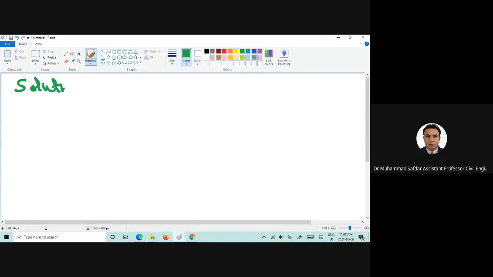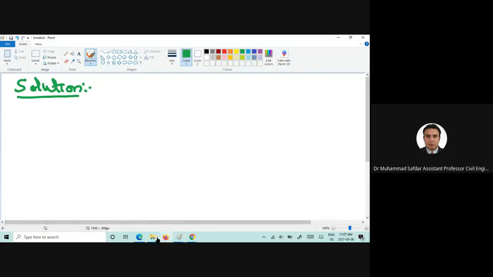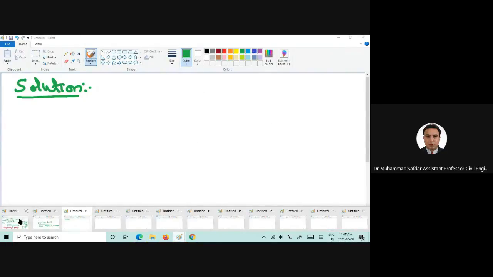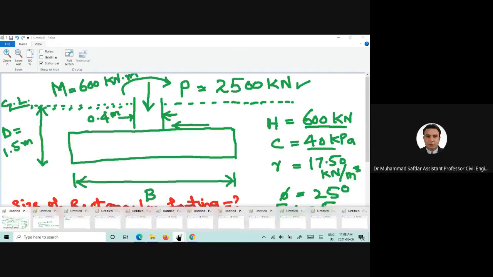Now, starting with the solution, from where we need to start. Any idea from where to start? We will use the Meyerhof equation.